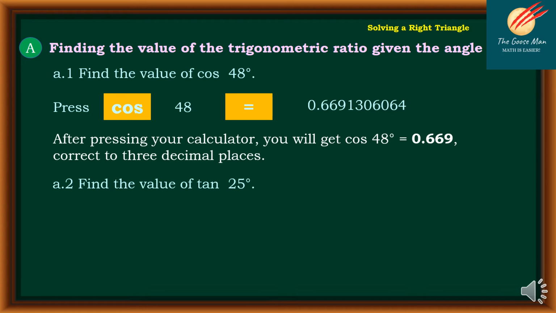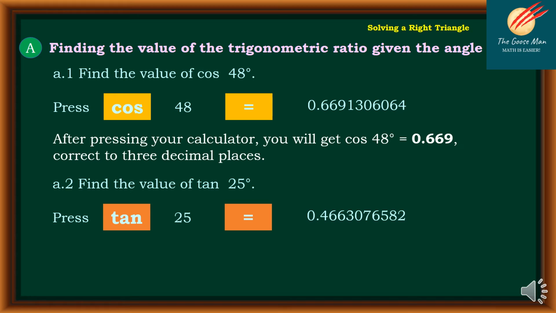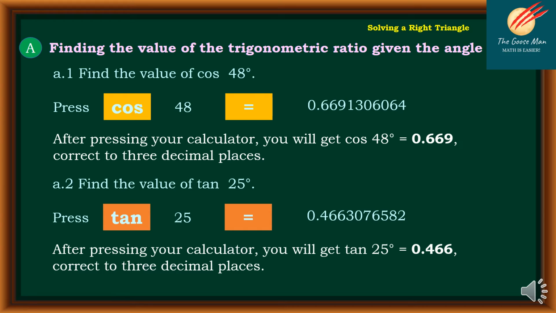Another example is find the value of tangent 25 degrees. Again, press tangent 25 degrees equals sign and we will come up with 0.466307658. Again, after pressing your calculator, you will get tangent 25 degrees is equal to 0.466, correct to 3 decimal places.